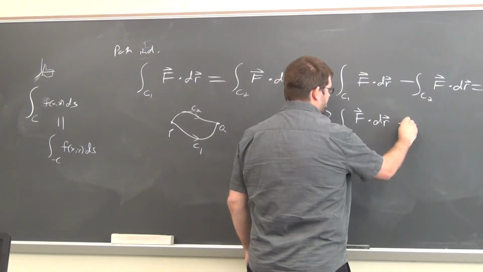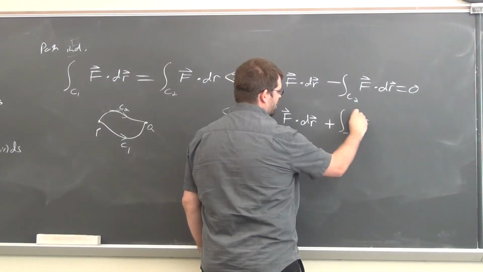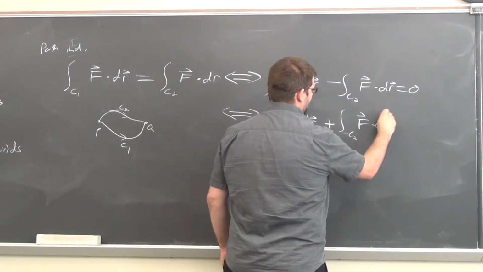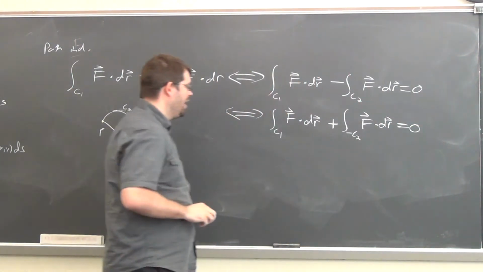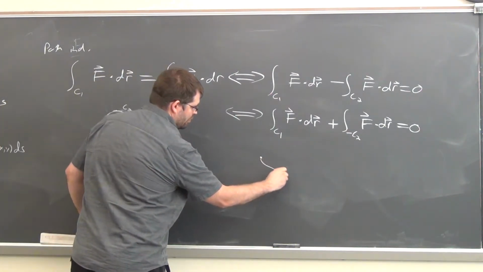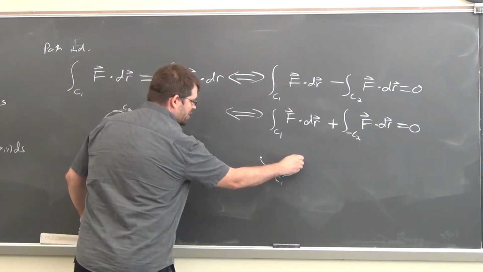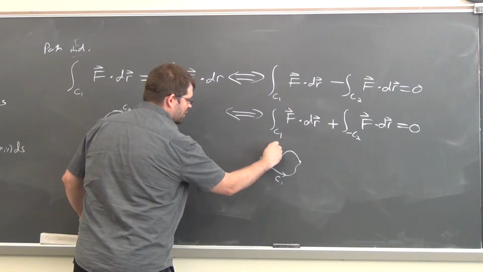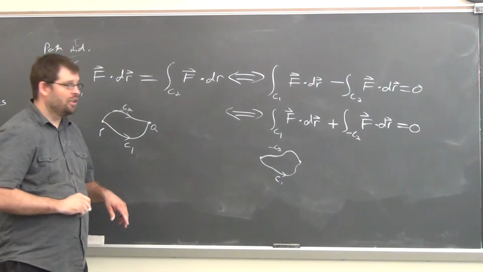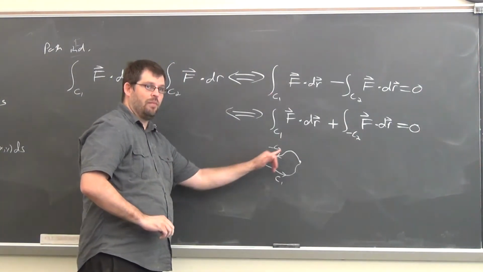Anyways, my point is, this becomes this plus the integral over negative C2, right? So for dr, you get that. And then what's negative C2 look like? This is a completely different picture here. But here's C1, and then negative C2 will just go back the other direction, right? And so that'll be a closed loop. You'll start here, you'll come back to there.